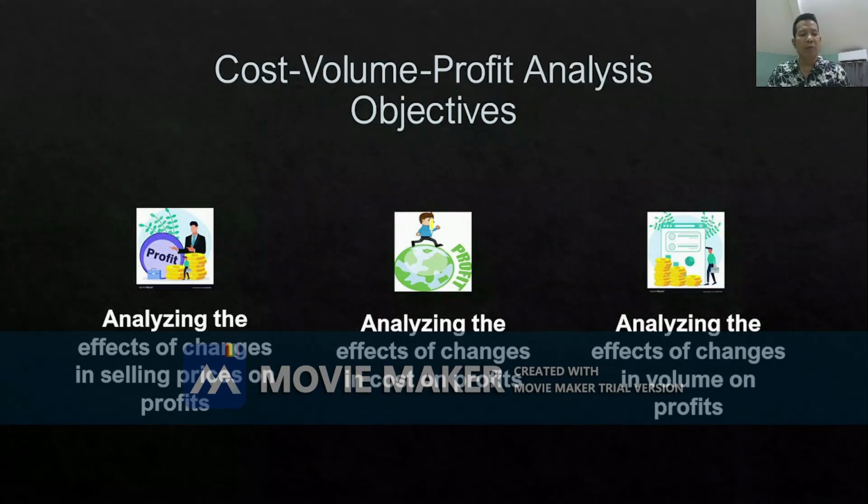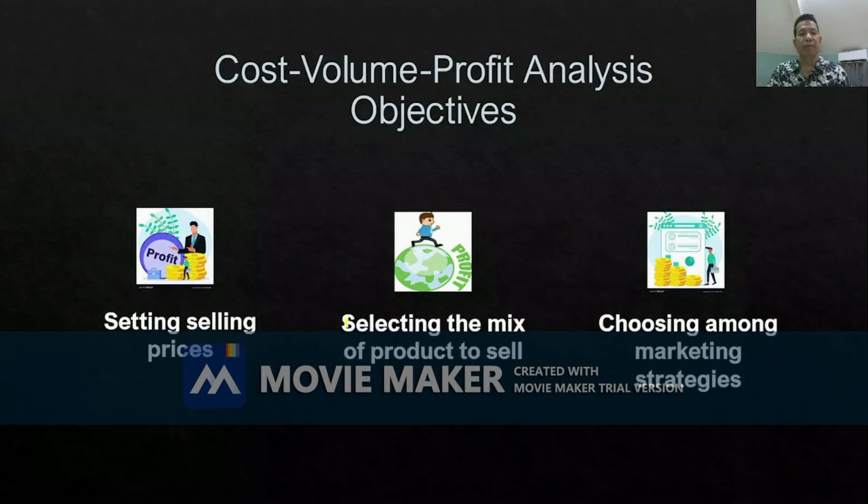Some of the ways cost volume profit analysis may be used include the following objectives. First, we have to analyze the effects of the changes in selling prices on profits. Second, we have also to analyze the effects of changes in cost on profits and to analyze the effects of changes in volume on profits. We have also to set the selling prices, to select the mix of product to sell, and to choose among the marketing strategies.